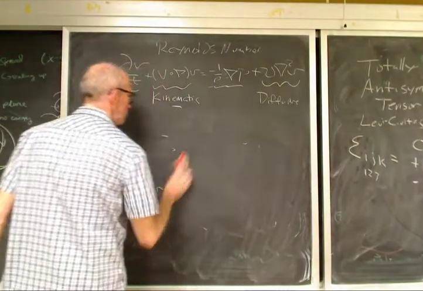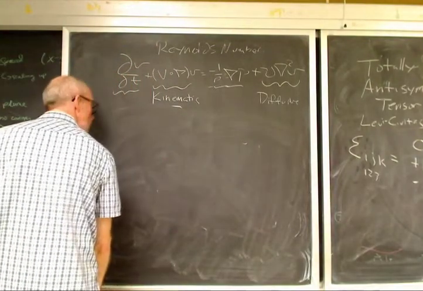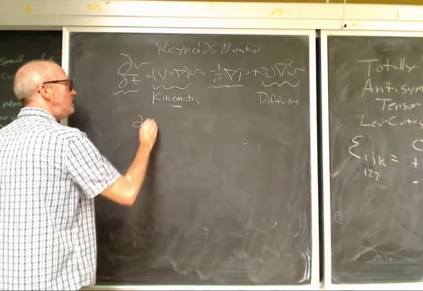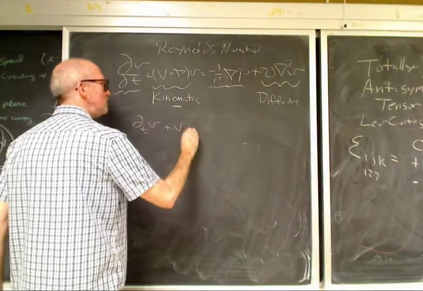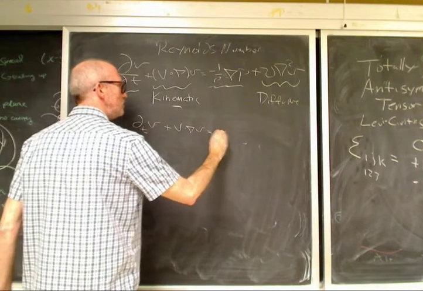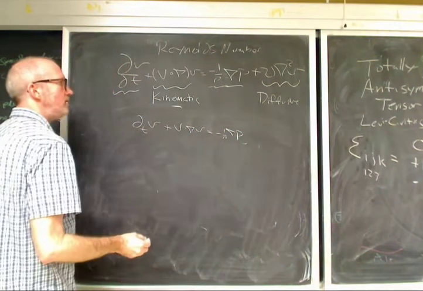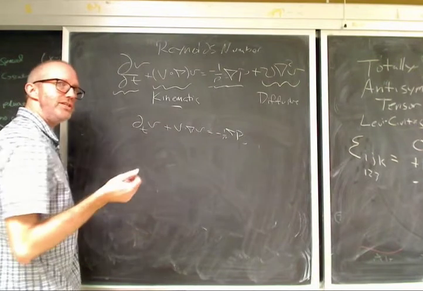Now, let's for a minute ignore the last term. So I just have dV dt plus v dot grad v equals minus 1 over rho grad p. Let's change units.